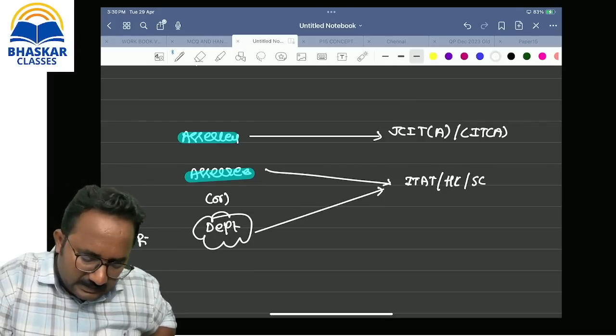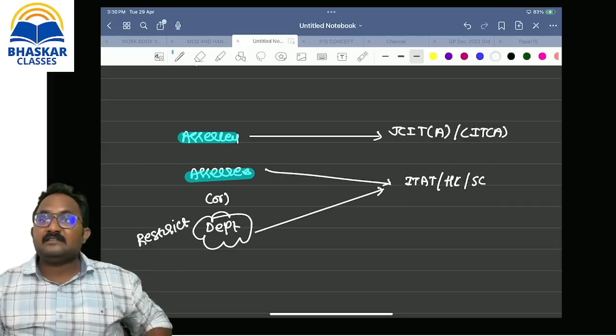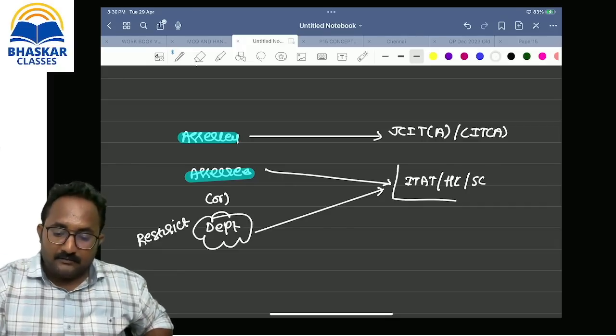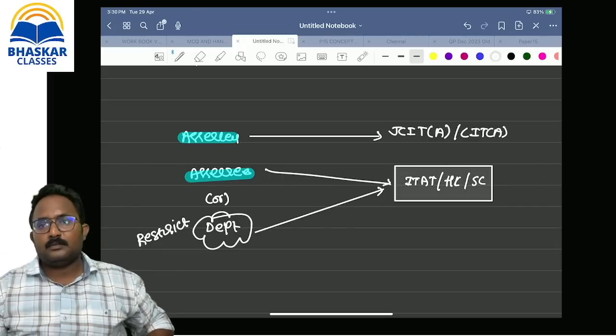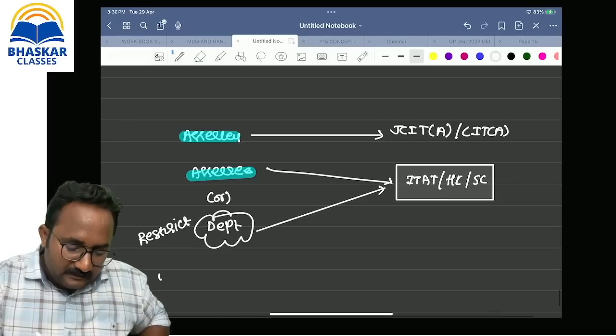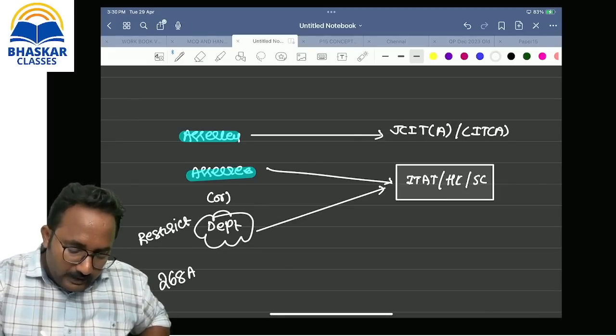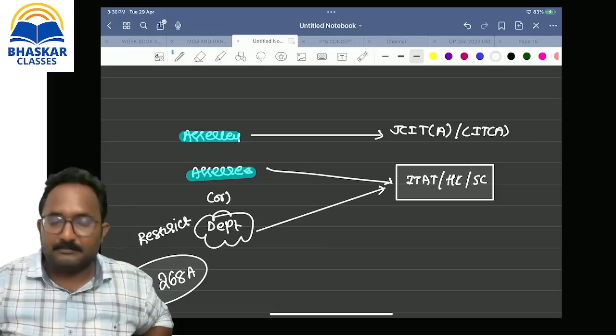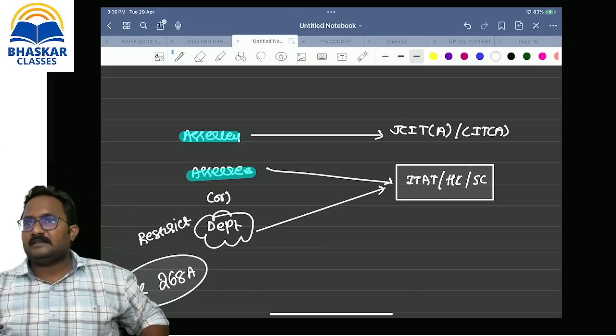That's why we can restrict the appeals made by the department in front of the ITAT, High Court or Supreme Court. In which cases we can control, that is in section 268A. We can regulate the appeals by whom, ma? Department. Shall we start the discussion, ma?